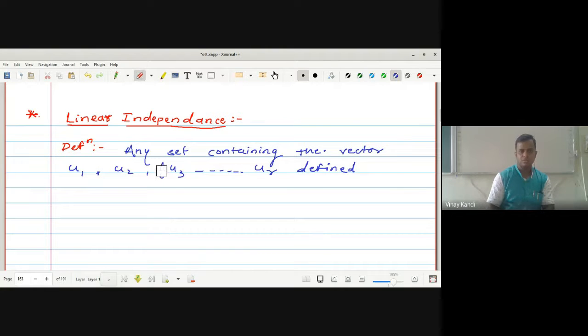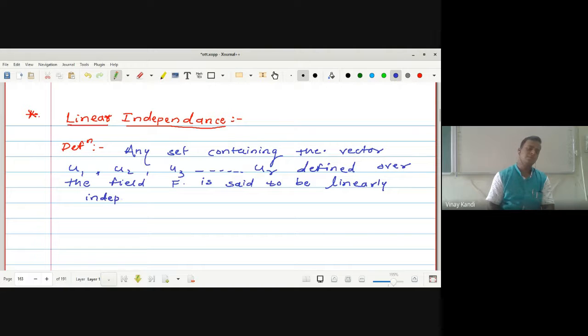Okay, u1, u2, u3, up to so on, ur, defined over the field F, capital F. Okay. It is said to be linearly independent. That is LI. Linearly dependent is LD.